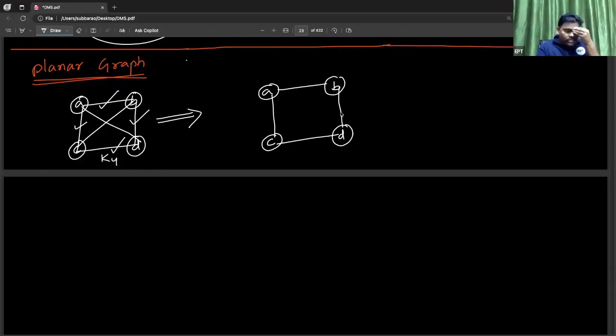Until now, how many edges have I shifted? 4. How many edges are left out? Totally, I think 6 edges. 4 I already shifted. I think 2 more edges are there. Those also I want to shift.